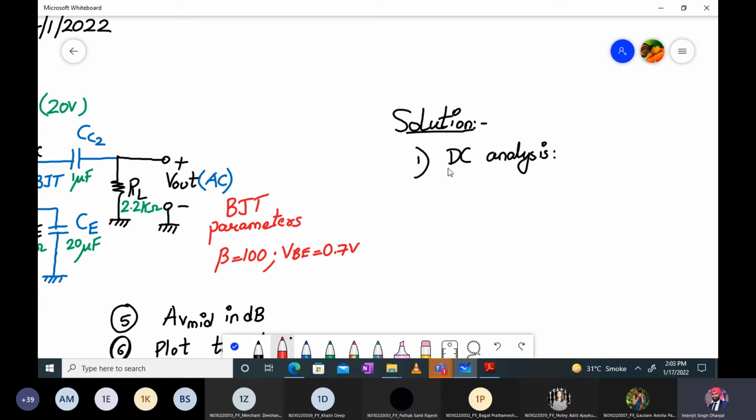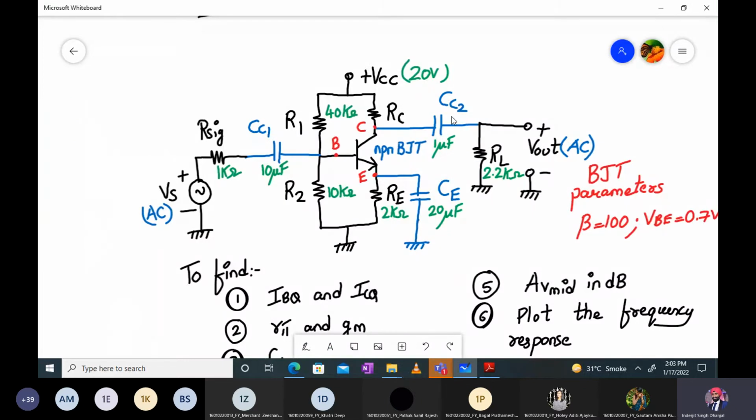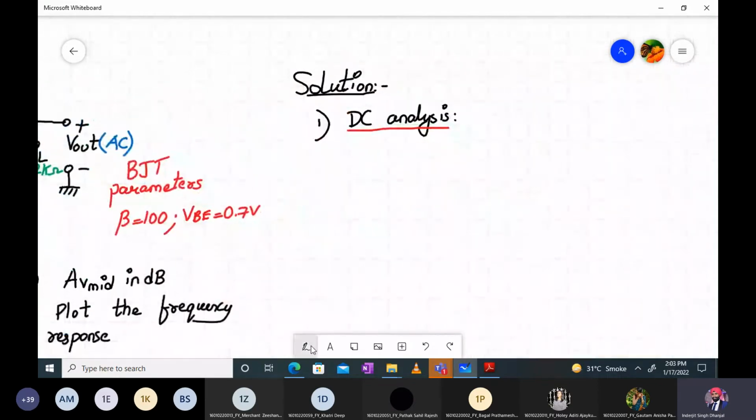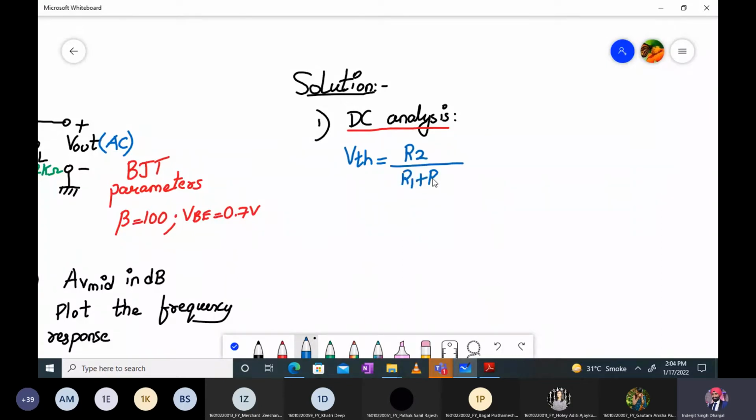So I need not draw that voltage divider network directly. If it is other than a voltage divider network, then yes, you have to draw that circuit and find out IBQ and ICQ. But we have already done that analysis, so we can directly calculate now. Next is VTH and RTH. VTH is given by R2 divided by R1 plus R2 into VCC. And what is the RTH formula? R1 parallel to R2. So please complete both of them and let me know the answer.